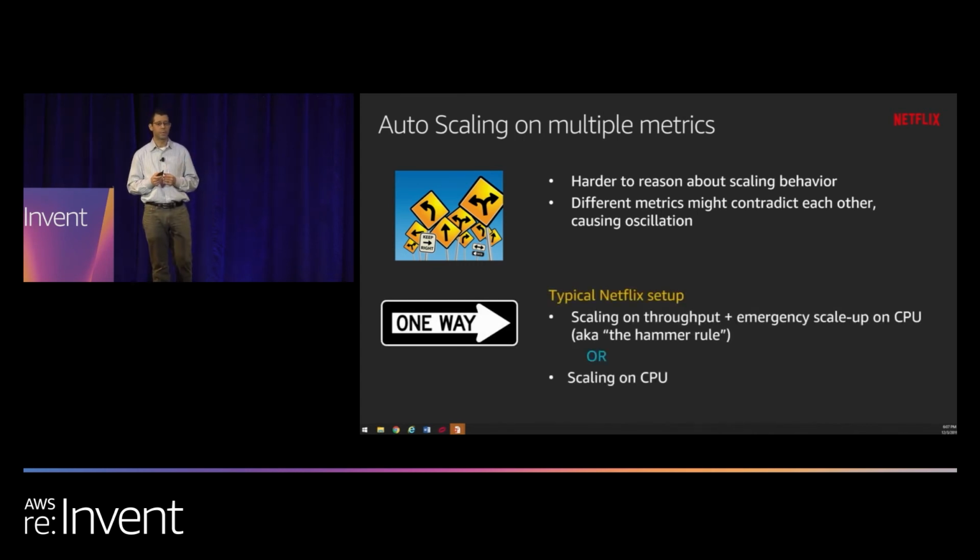Our typical setup involves scaling up and scaling down on throughput and emergency scale up on CPU. We call it the hammer rule. We can set the CPU threshold relatively high. So if we have an influx in traffic, or if we have some other event that drives CPU to dangerously high levels, we drop the hammer. ASG scales up by a wide margin, say 50% or even higher than that, and we can survive this event. Alternatively, we can scale on CPU, and especially with target tracking, it works really well for mid-tier services.